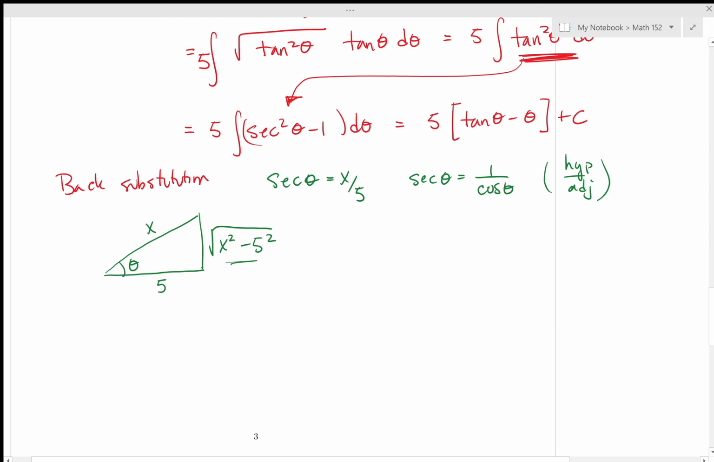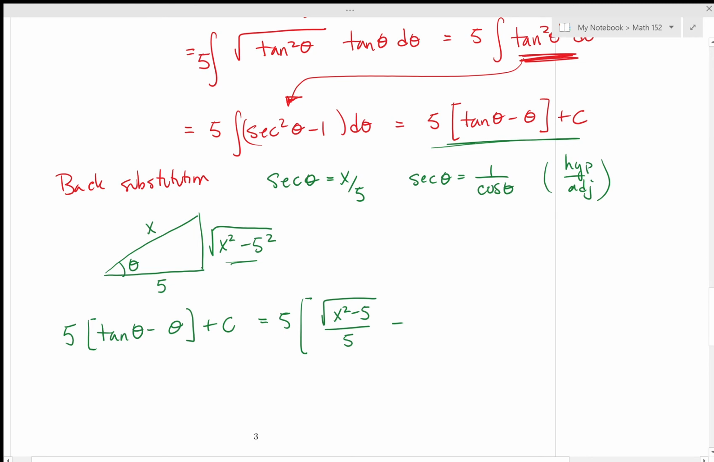Okay, so we're on the back substitution. This is what I am trying to substitute. So I'm saying here 5 tan theta minus theta plus c is equal to 5 times tangent of theta. What is the tangent of theta? Well, I look, it's opposite over adjacent, so that is the square root of x squared minus 25 over 5.